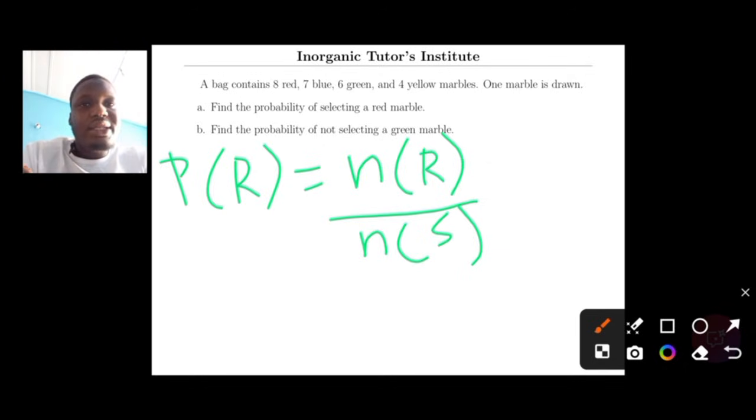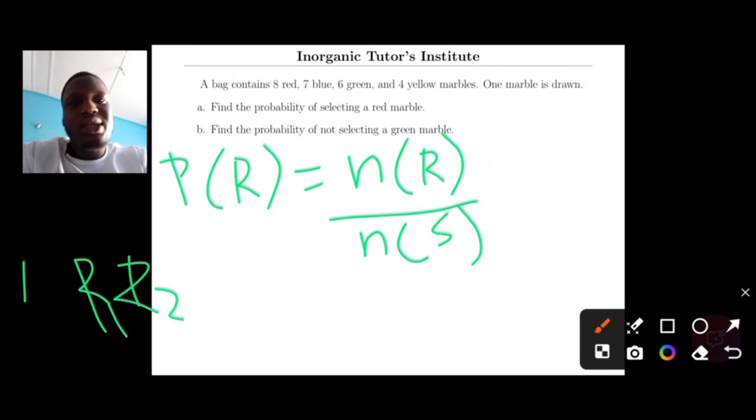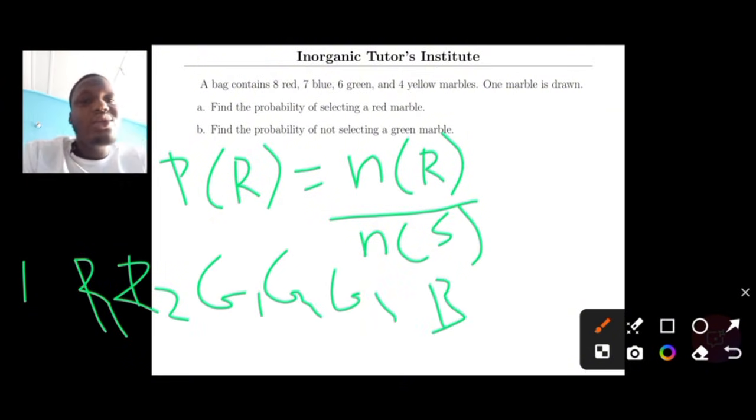Remember the example that we had: 2 red marbles, 3 green marbles, and 1 blue marble. I told you the sample space should be the total number of items, which was 6 in the previous example. We had 2 red, which I labeled as R1, R2, 3 green, which I labeled as G1, G2, G3, and 1 blue. And I told you the sample space is the total number of outcomes, which is 6.